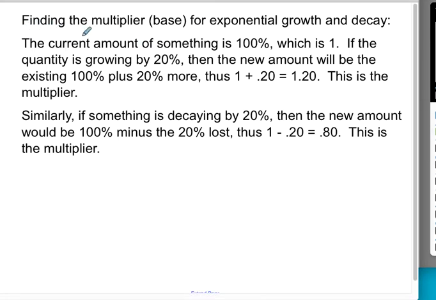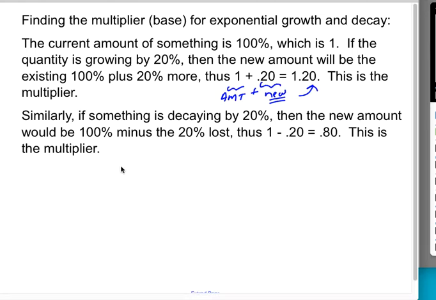So here's the logic for the multiplier or base for exponential growth or decay. The current amount of something is 100%, which as a decimal is written just as 1. If the quantity is growing by 20%, then the new amount will be the existing 100% plus the other 20% that you gained, thus 1.20. That would be the multiplier. So if something's growing, it's 1, the amount you currently have, plus the new amount you're gaining, hence the 1.20.